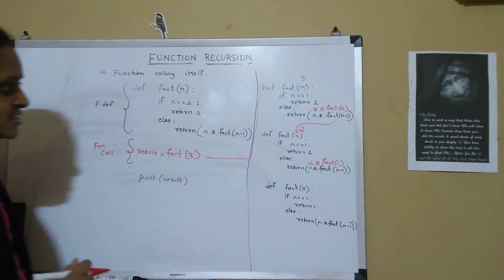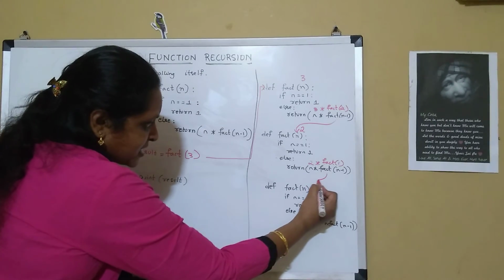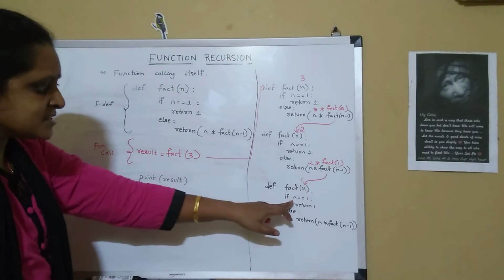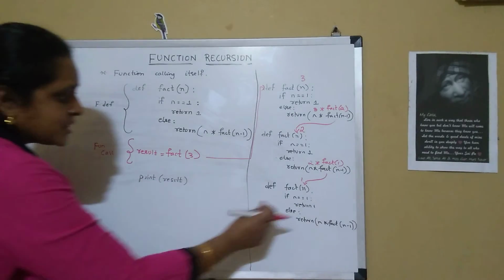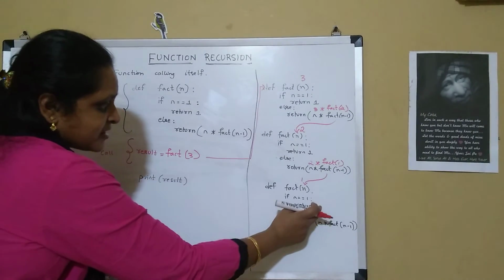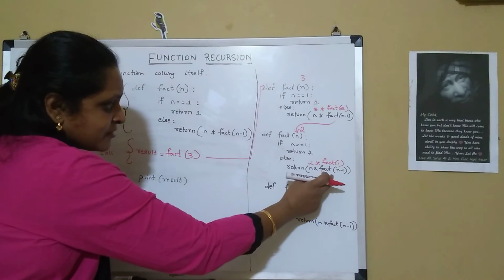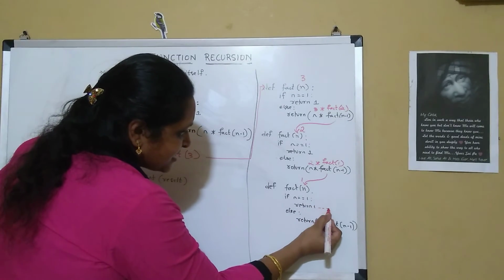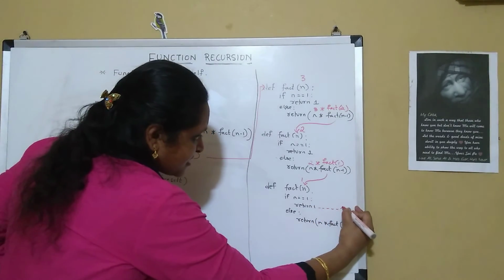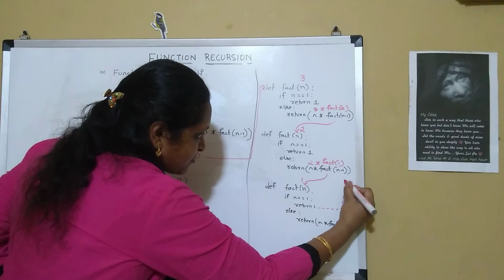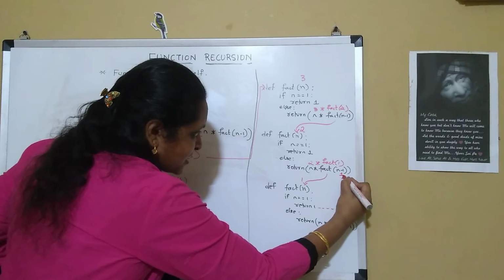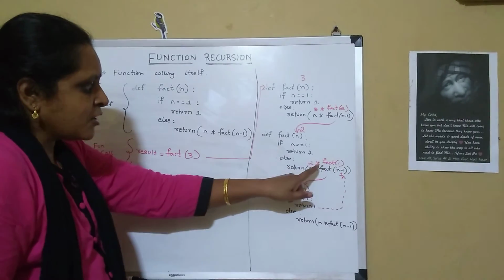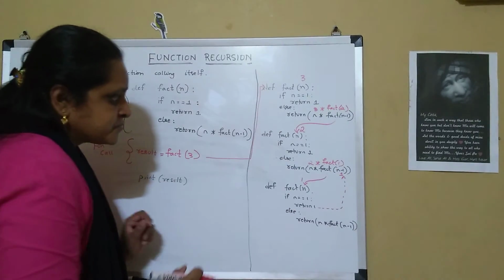So again it is calling this function. So it will come over here. N will take the value 1. Now my n is equal to 1, so it will return 1. It will return 1 where? To the calling function. So in this case, I'll write it in dotted lines. It will return 1 to the calling function. So 1 is returned to fact of 1. 2 into fact of 1 now becomes 2 into 1.